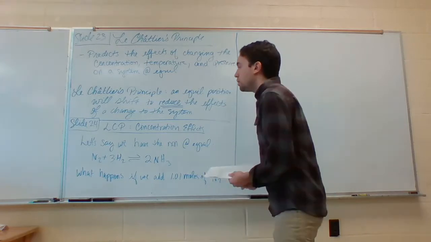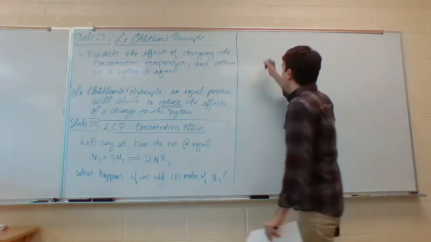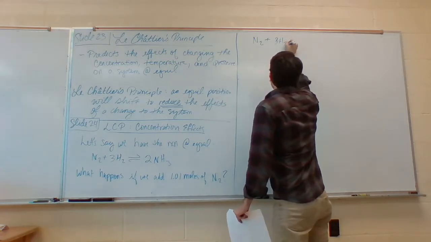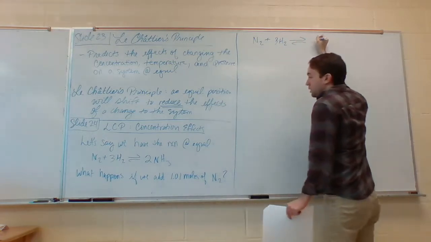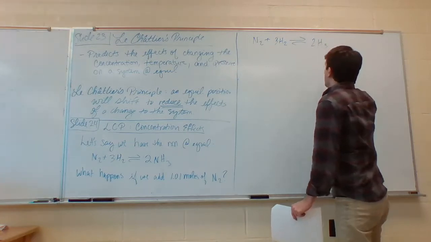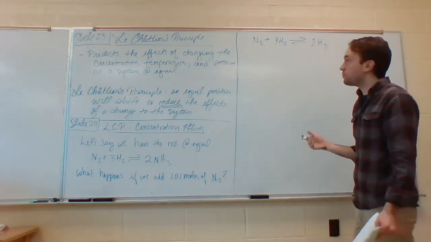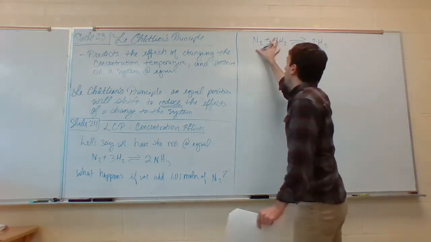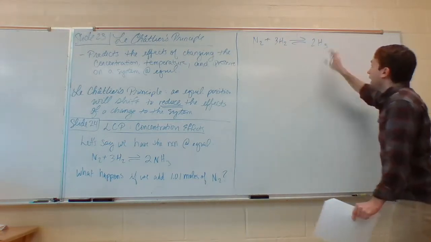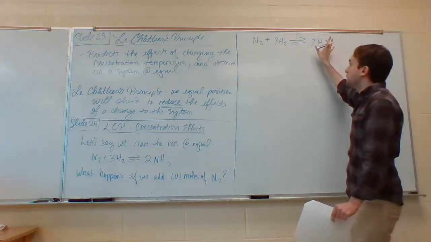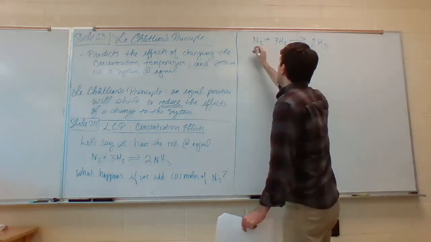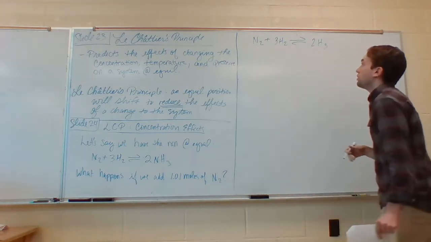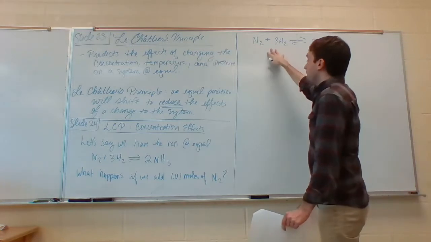Well, you can kind of think of it like a football team. Let's say that we have N2 plus 3H2, and it's in equilibrium with 2NH3. Now, the way equilibrium works is that you have two teams. You've got UTM over here, and you've got a whole bunch of other teams over here. Be any team you want. Now, let's say that UTM, the N2 plus the 3H2, we've got several players over here.